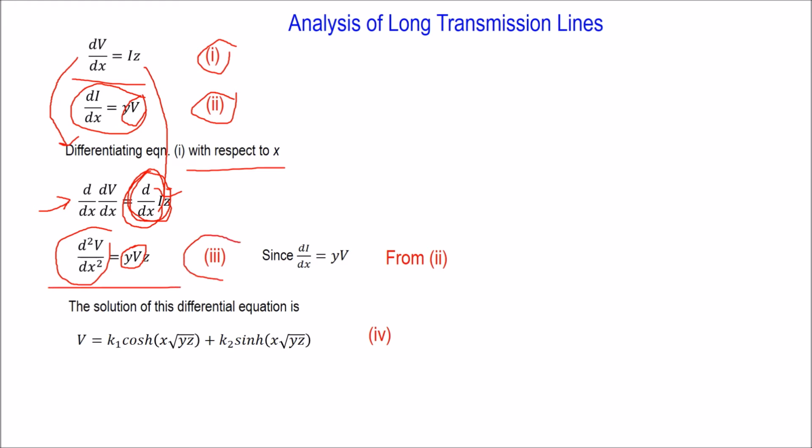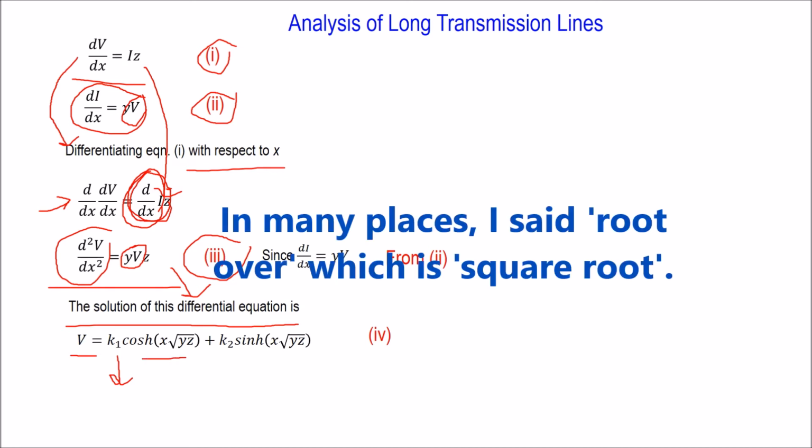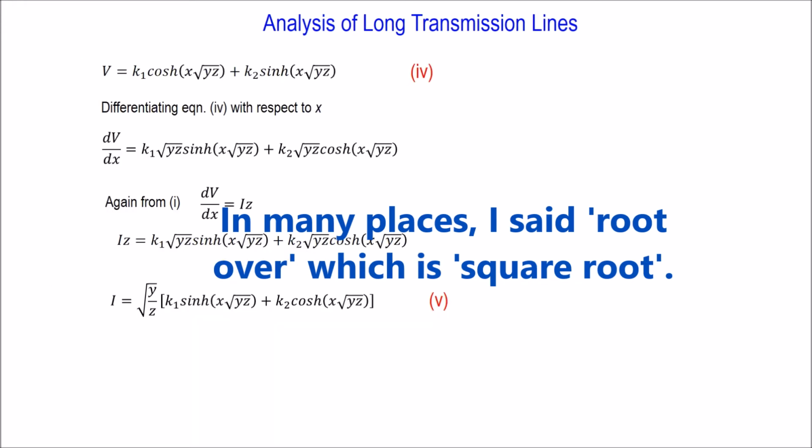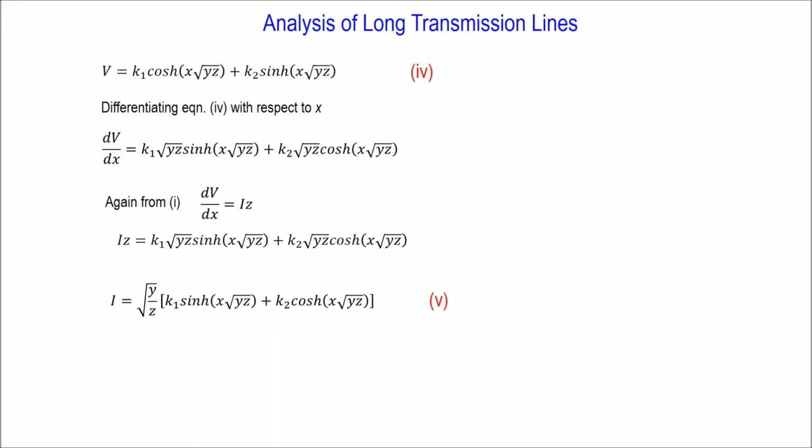Now the solution of this differential equation, equation 3, is V equal to K1, which is a constant, cosh(x√(yz)) plus K2, which is a constant also, sinh(x√(yz)), right? This is equation number 4.